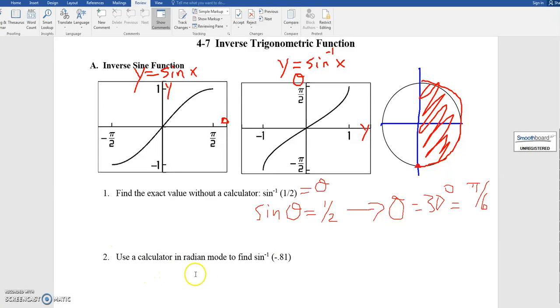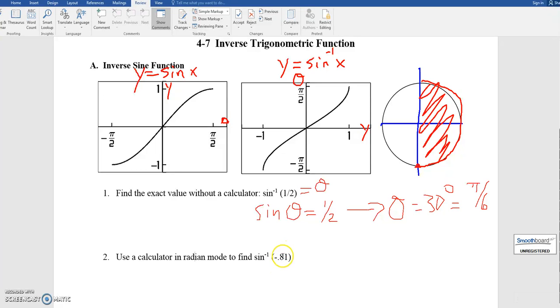Okay, the next one is a calculator question, and I would like you to get out your graphing calculators and give this a try. We do want this to be in radian mode. If you're in degree mode, you get a different answer, but just practice and make sure you understand how to find the inverse sine function. If you find the sine button, you have to hit second, then sine, and type in this value.